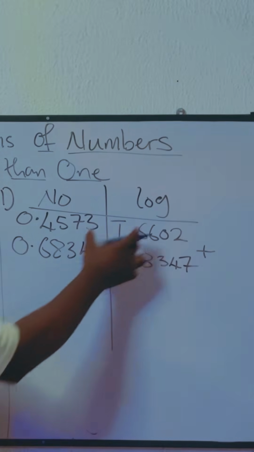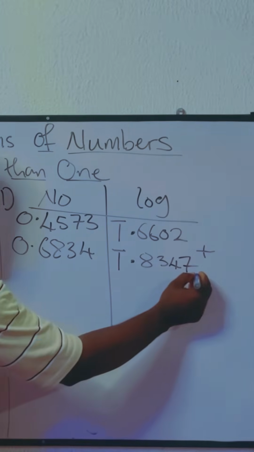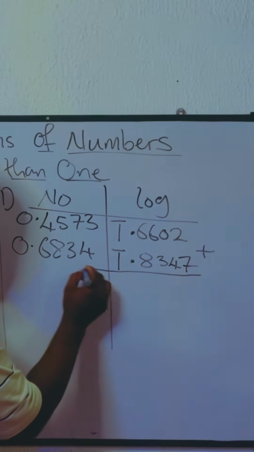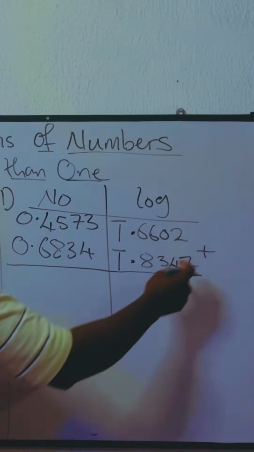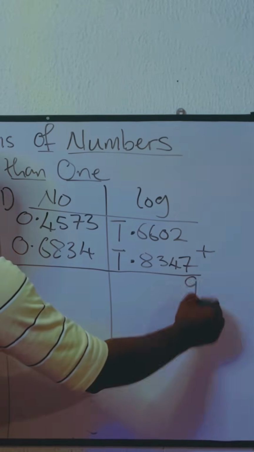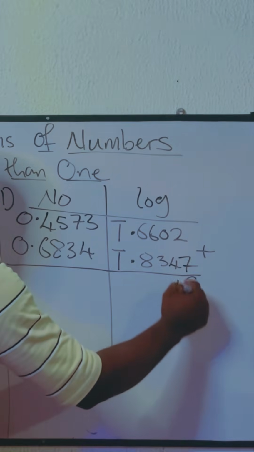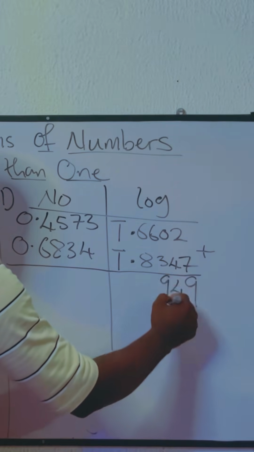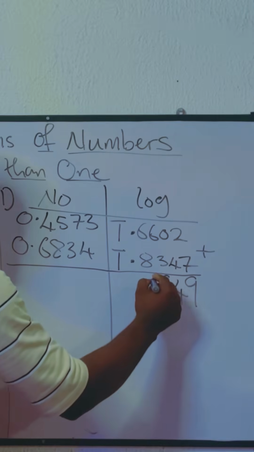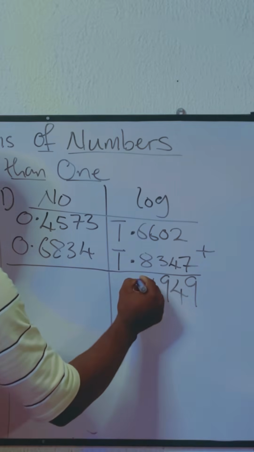Now you've gotten the powers, that is the logarithms. So you will now add it up together. So 2 plus 7 gives us what? 9. 0 plus 4 is 4. 6 plus 3 is 9. 6 plus 8 is 14. We're going to carry over 1.